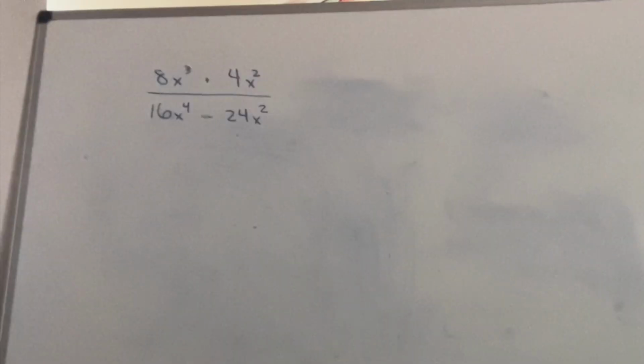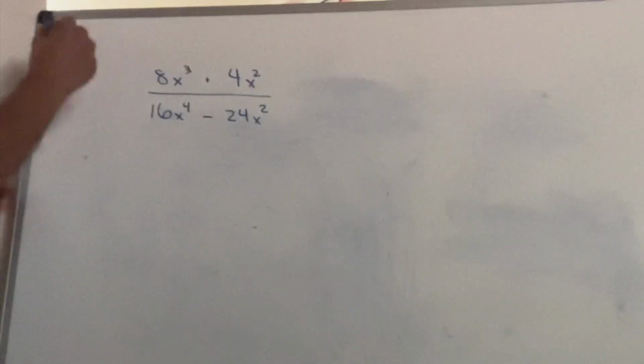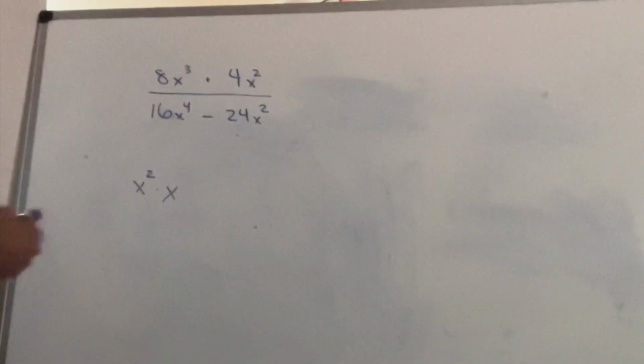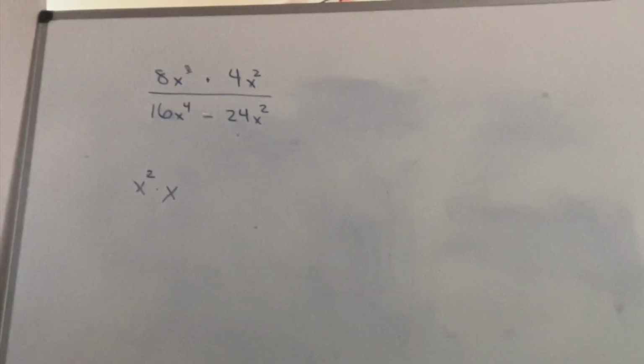All right, next one. So you might look at that and be like, "What the hell?" However, let's just start at the top. You know, we'll work our way down. So the top, what does 8x cubed and 4x squared have in common? Well, they share x's, right? But they also share x squares, right? Because x cubed is the same as saying x squared times x. So they share an x squared. We can factor out x squared.